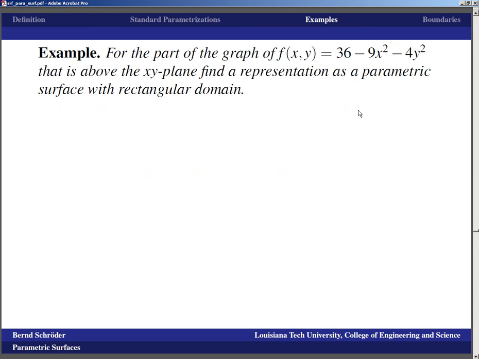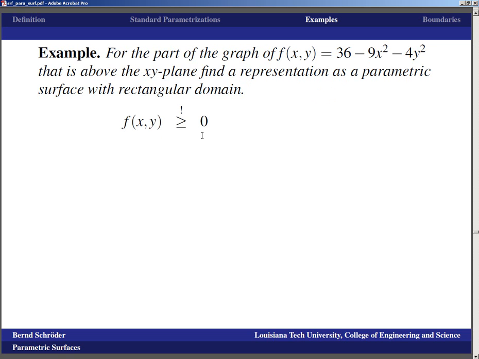So again, if that vocabulary isn't familiar to you, don't worry. Right now it's just a graph, and it's parabolic opening downwards because it's got the minus x squared and the minus y squared, right? So for the part of that graph that is above the xy plane, we want to find a representation as a parametric surface, and importantly, with rectangular domain, because ultimately we will want to integrate over those kinds of things, and then having a rectangular domain will be advantageous.